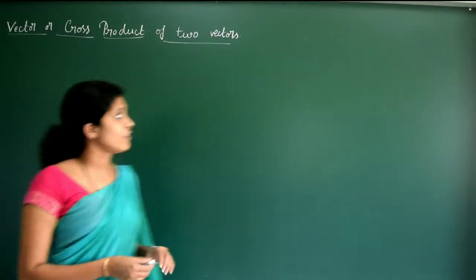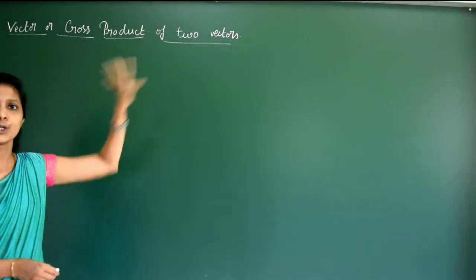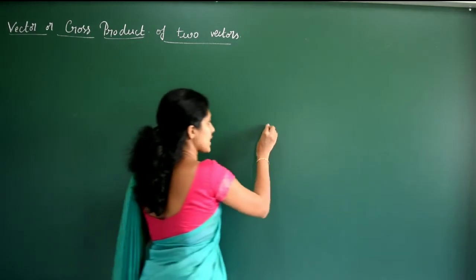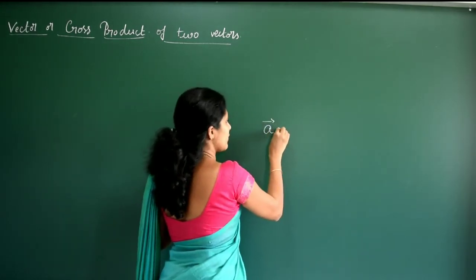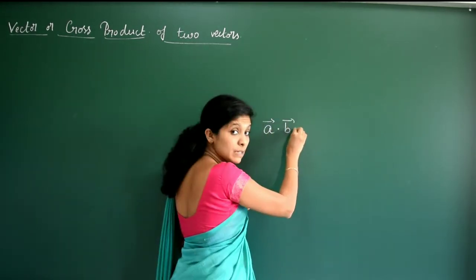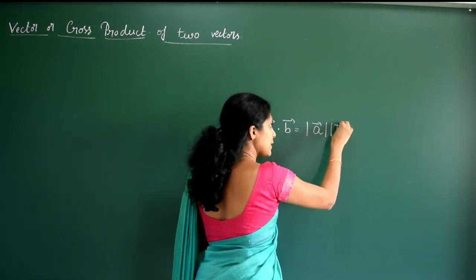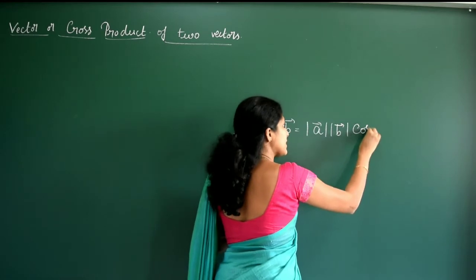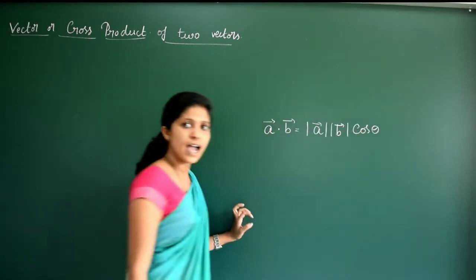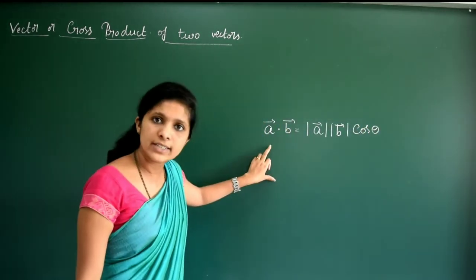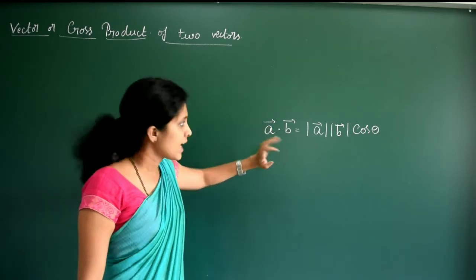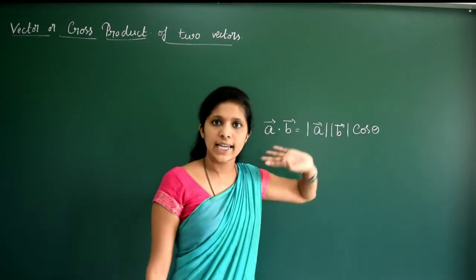Today we will see vector or cross product of two vectors. You have studied about the scalar product, that is defined as a vector dot b vector will be equal to magnitude of a vector into magnitude of b vector into cos theta, where theta is the angle between the vectors a vector and b vector. And this will give you a scalar value.